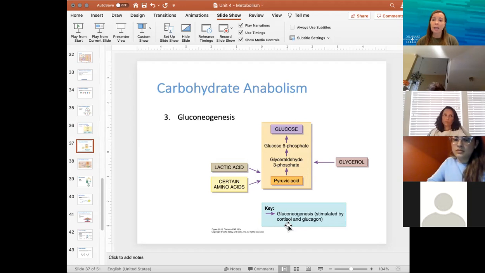So your body can take proteins, it can take the amino acids from proteins to make glucose, or it can take the glycerol from fats and convert that into glucose.